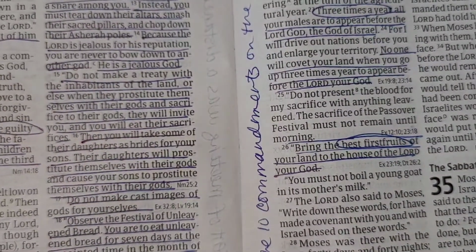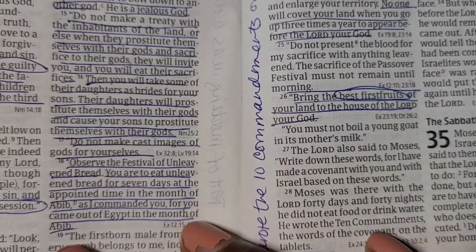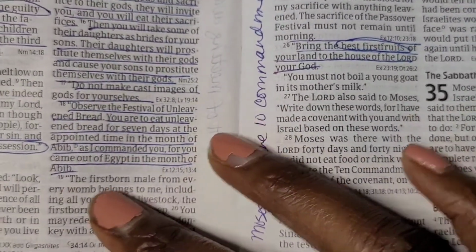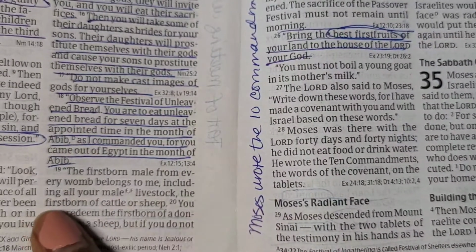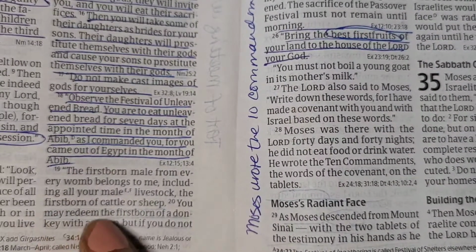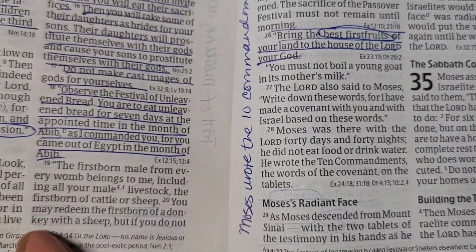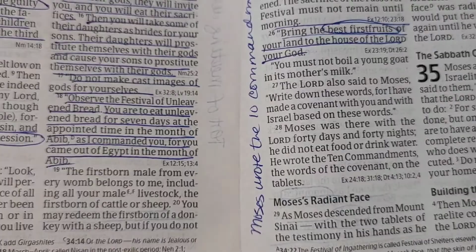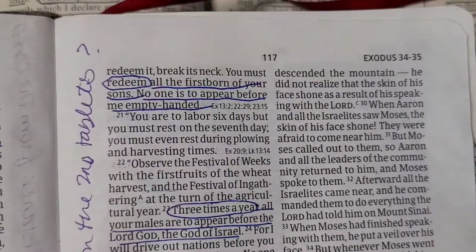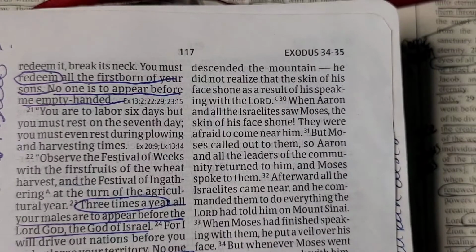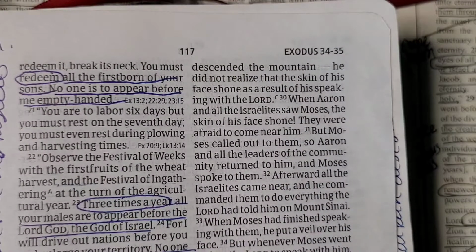So now then it says here, and that was in the first month. Abib is the first month that took place. Then the firstborn male from every womb belongs to me, including all your male livestock, the firstborn of cattle or sheep. You may redeem the firstborn of a donkey with a sheep, but if you do not redeem it, break its neck. Then it says, you must redeem all the firstborn of your sons. No one is to appear before me empty-handed.